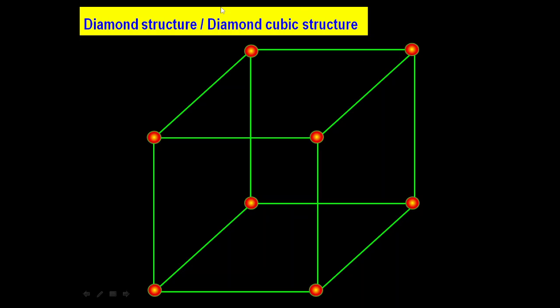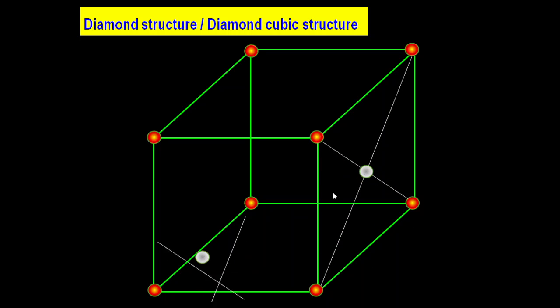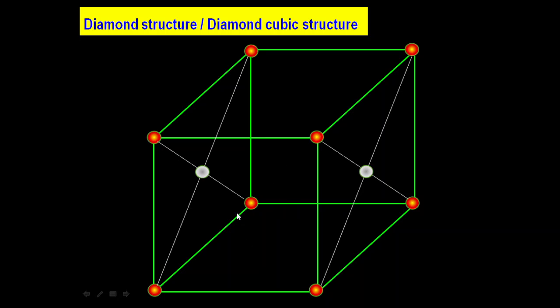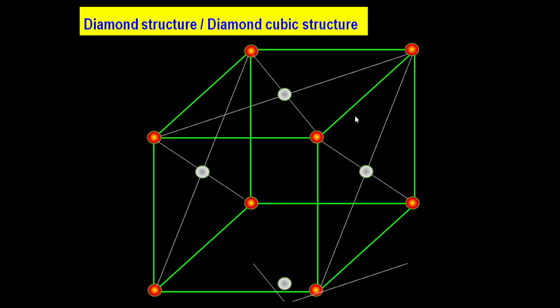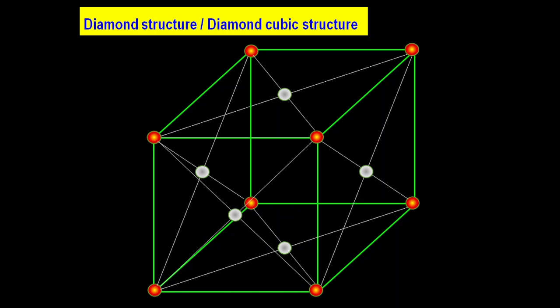Basically, the diamond structure is a cubic lattice, face centered cubic, which consists of 8 corner atoms and 6 atoms at the center of the faces. We know that the cube has 6 faces: left and right, top and bottom, front and back. 6 atoms are present at the center of each face. So this is FCC. In addition to that, 4 atoms are placed inside this unit cell along the diagonal.